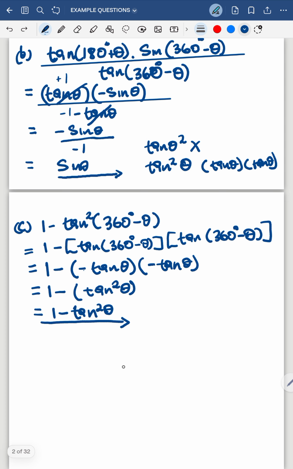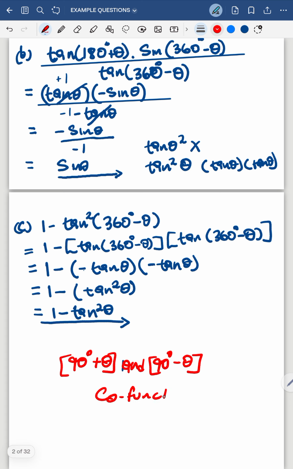The cofunctions are these ones. I'm going to write them in another color. The cofunctions are 90 degrees plus theta, then 90 degrees minus theta. These are called cofunctions. They work together. Co means cooperating. I'm going to explain more about it when we are done with these quadrants that we just did in the previous lesson and also here in the example questions.